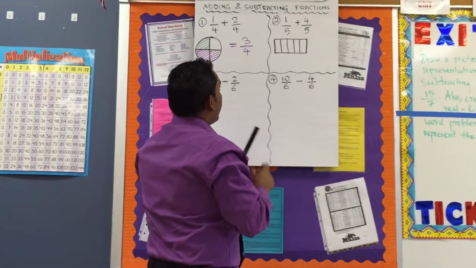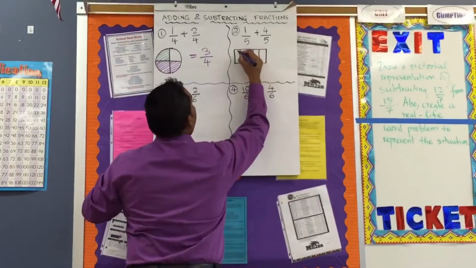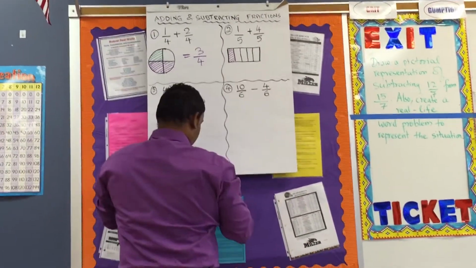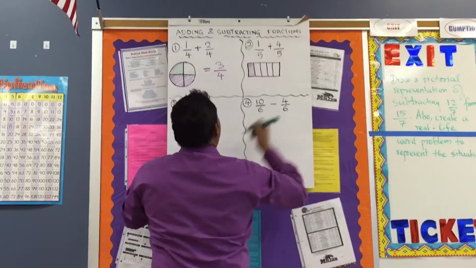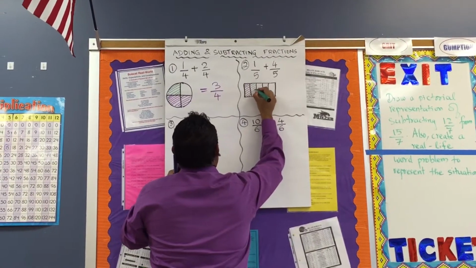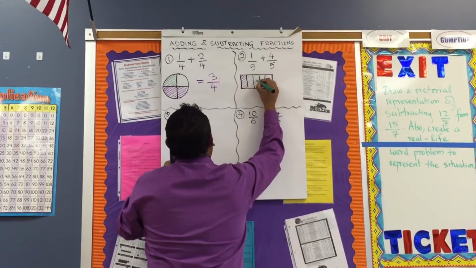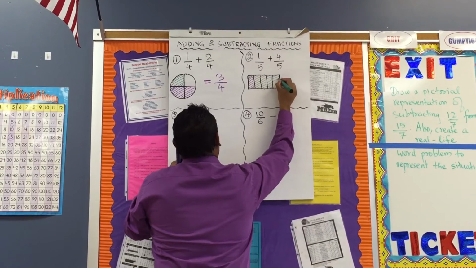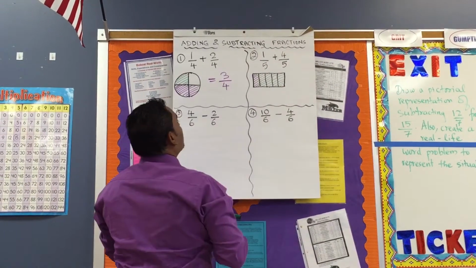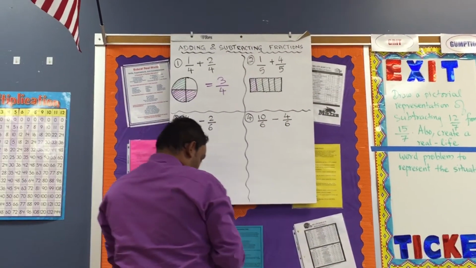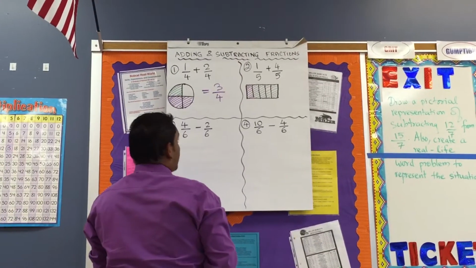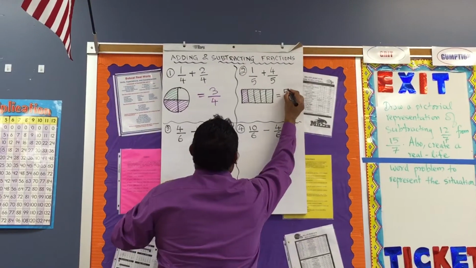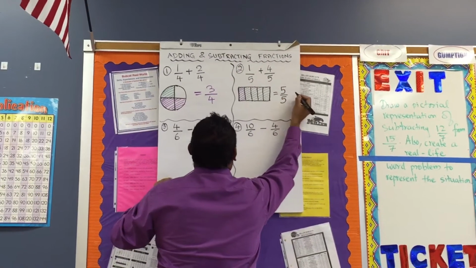Now, Josh, how many parts should I shade for the first one? 1. Jalen, how many parts should I shade for the second one? 4. Okay, and what happens? What's your observation over here, Mary? What happens when I shade more? When I add them up, what happens? What's your answer? 1 whole. How did you figure that is 1 whole? Because all of them are shaded. And that is 1, 5 out of 5 parts shaded.